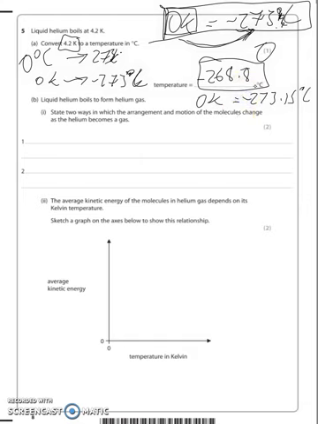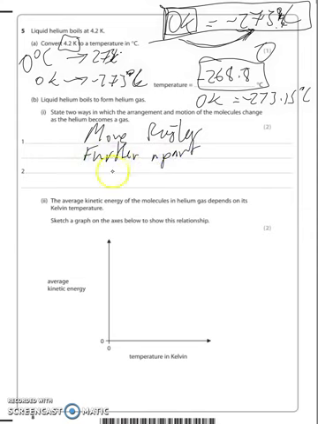Liquid helium boils to form helium gas. State 2 ways in which the arrangement and motion of the molecules change as the helium becomes a gas. So they move faster, because they're a gas now, so they have to move faster. They are further apart, because they're a gas. And they move freely about each other. Any one of those would get you those 2 marks. Any 2 of those.